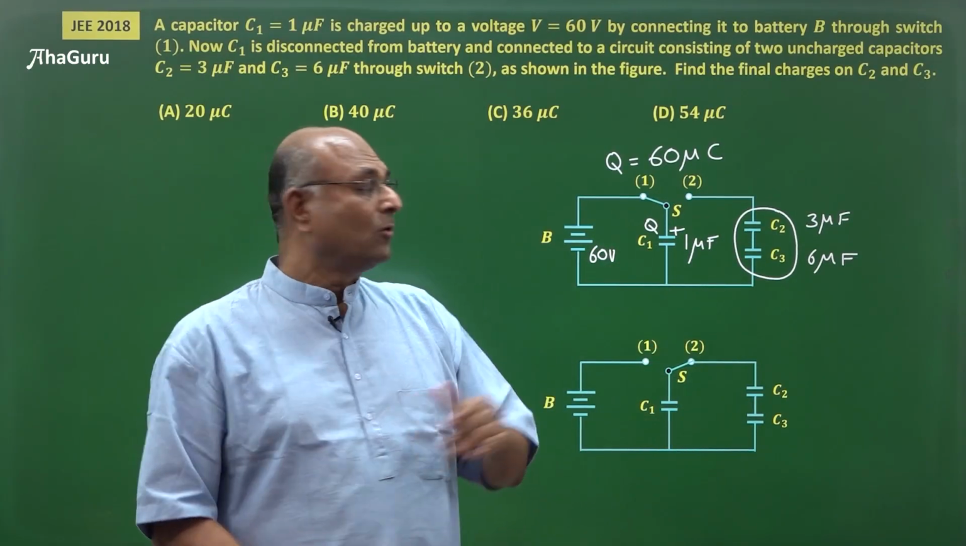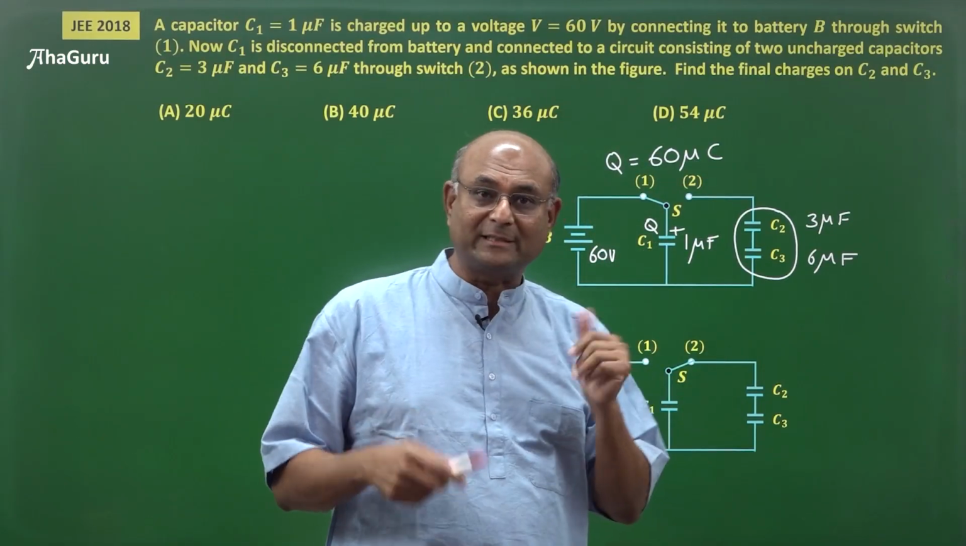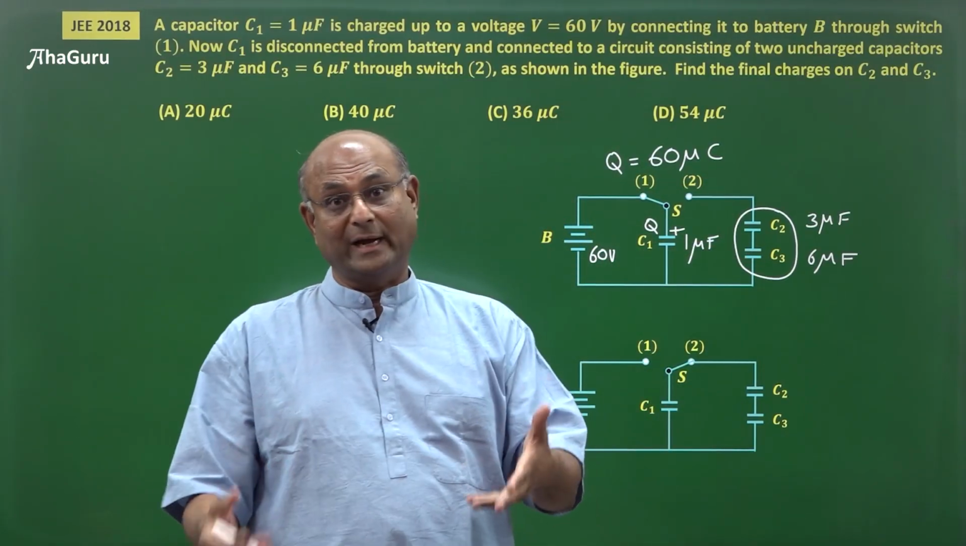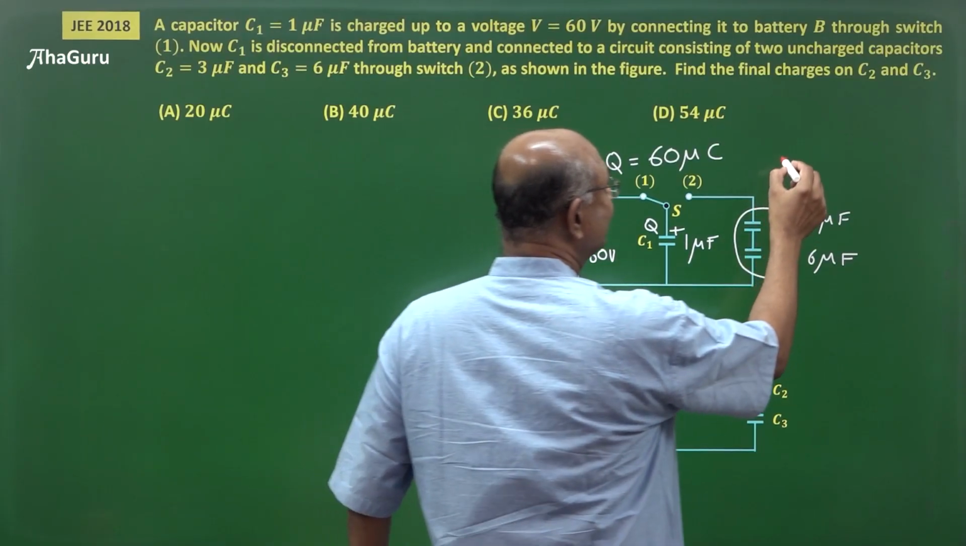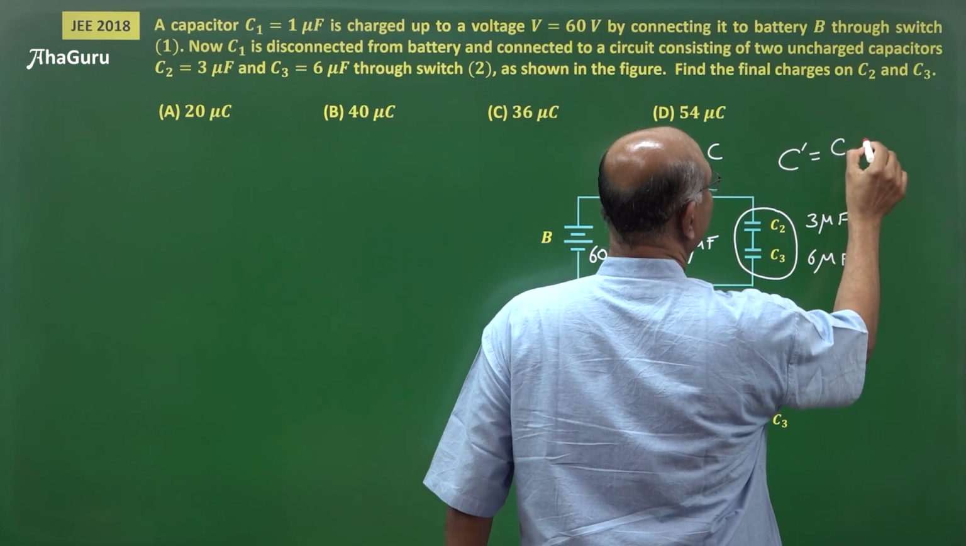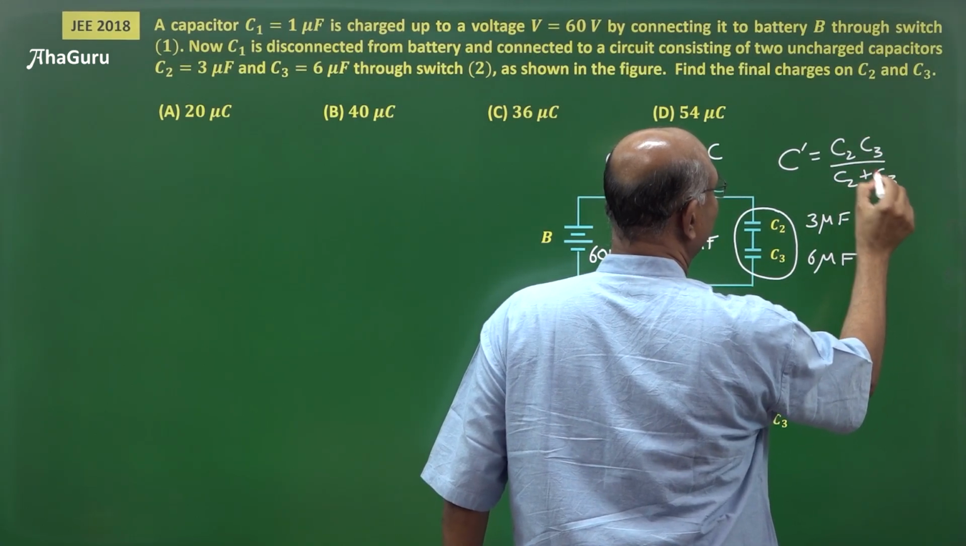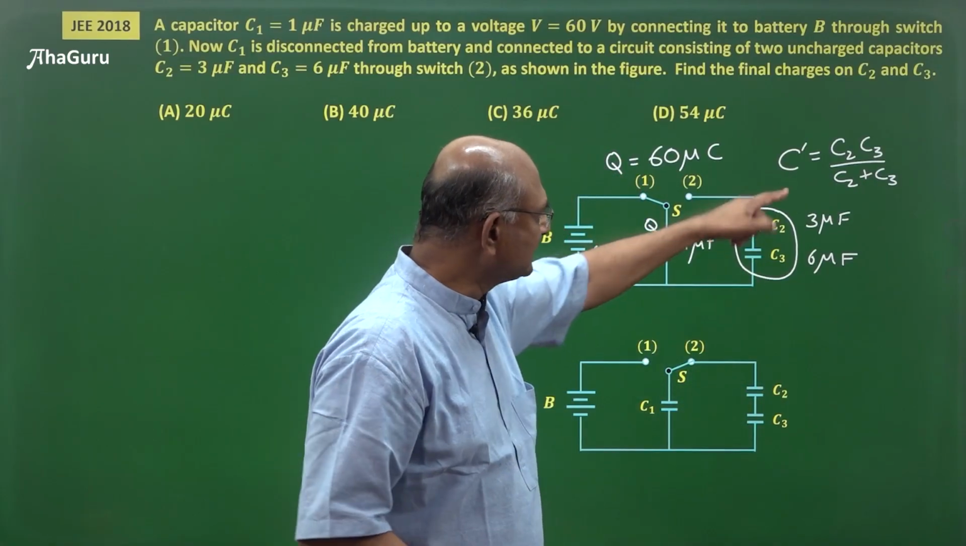Capacitors in series: 1 by C2 plus 1 by C3 will be 1 by C dash. Suppose I call it C dash, 1 by C dash. You can do that, or you can write C dash is C2 into C3 by C2 plus C3. Now this is a better formula to remember, easier to do. You just multiply these two.